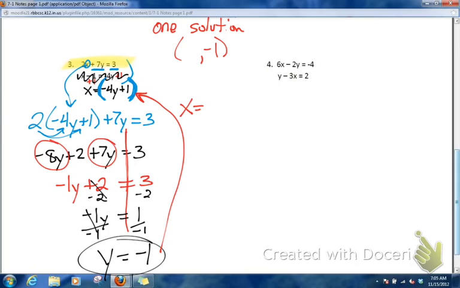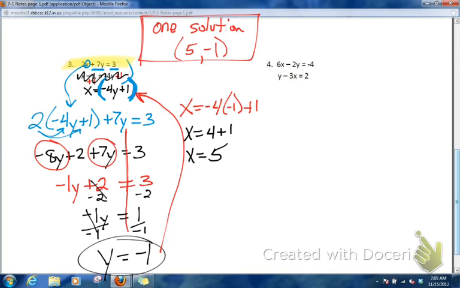I'm going to say x equals negative 4 times negative 1 plus 1, which is then x equals 4 plus 1, x equals 5. So final answer here is one solution, and the one solution is 5 comma negative 1. Again, that means that is where the two lines, if you were to graph them, would cross at 5, negative 1 on the xy axis.